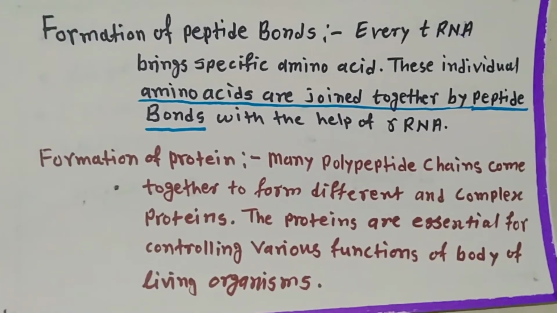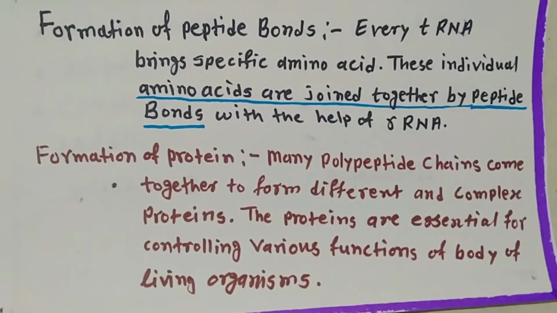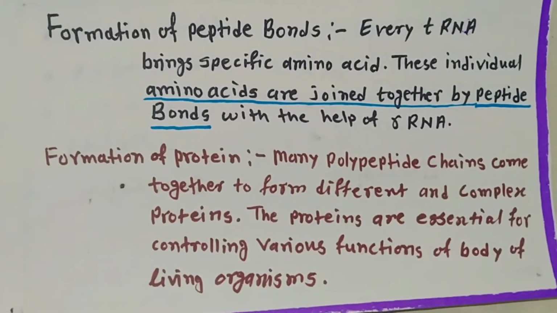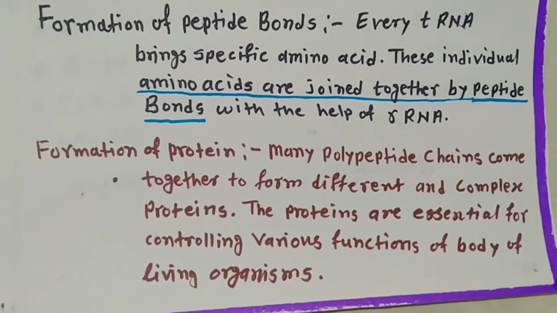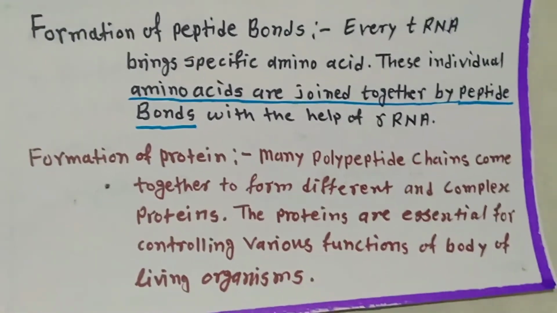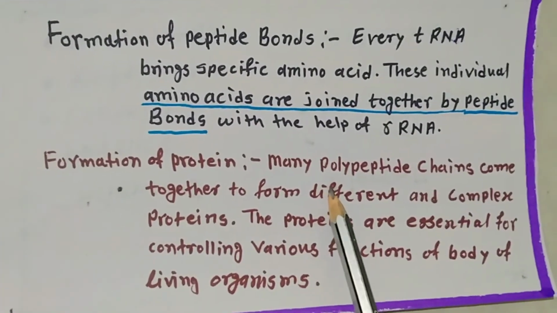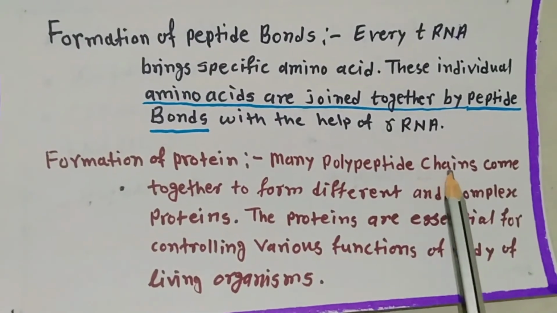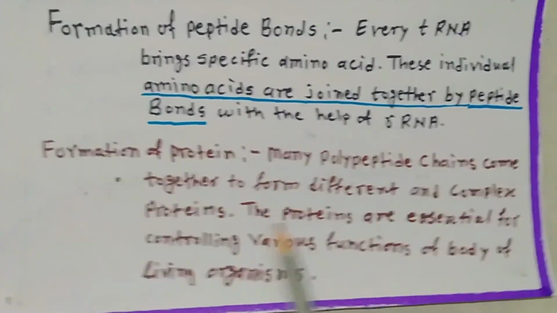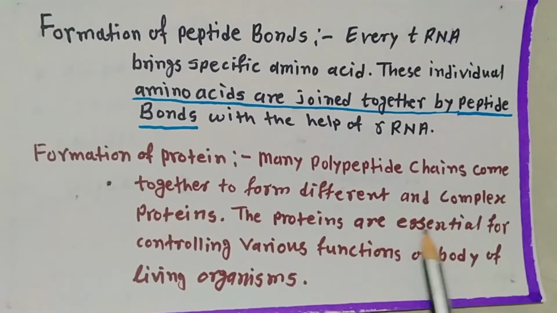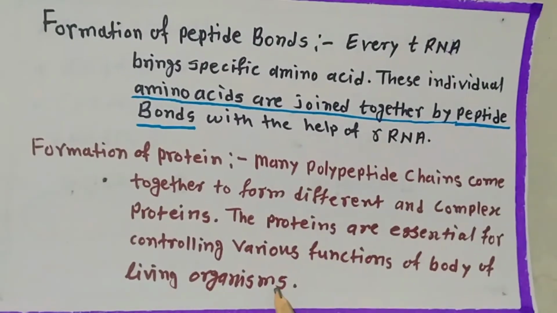Important nutrients: carbohydrates, proteins, fats, vitamins, minerals, and water. One of the important nutrients is protein, and this protein is synthesized by our body. Many polypeptide chains come together to form different and complex proteins. The proteins are essential for controlling various functions of the body of a living organism.